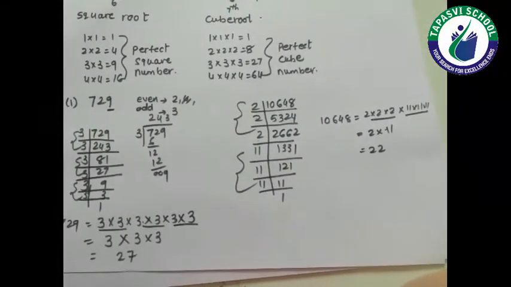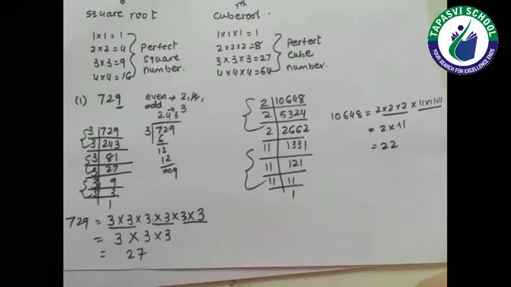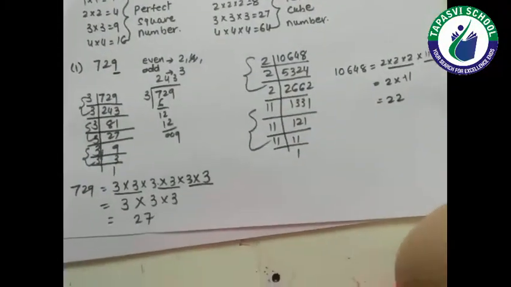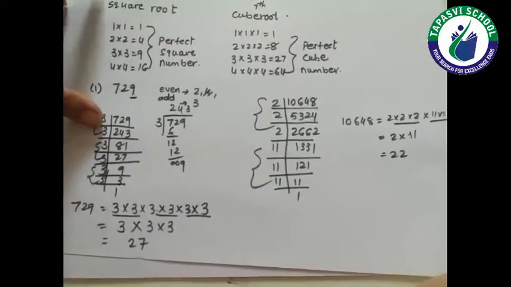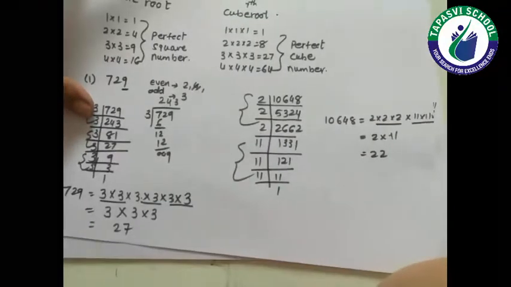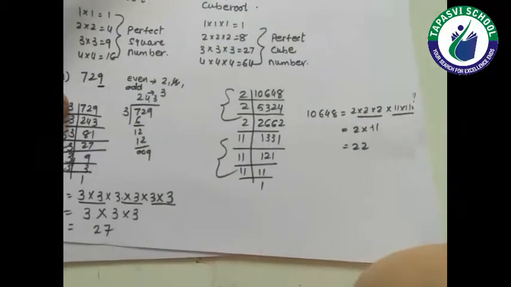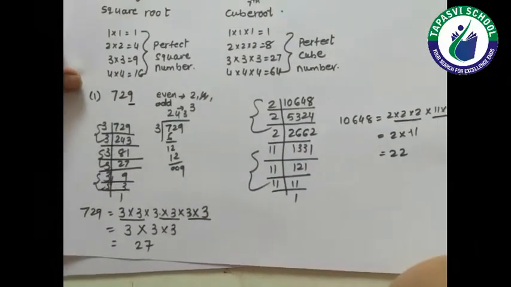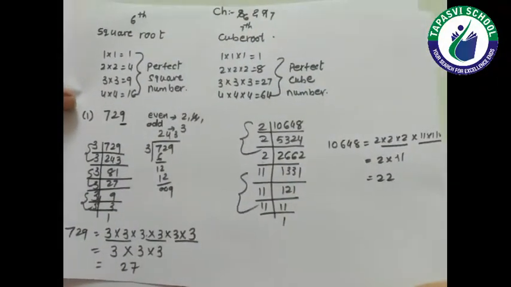I hope, students, now you will be clear with the concept of both square root and cube root. So still we are taking 2 more examples of both the concepts, and then we will learn some identities and properties, and this way we will be clear with the concept of both the chapters.